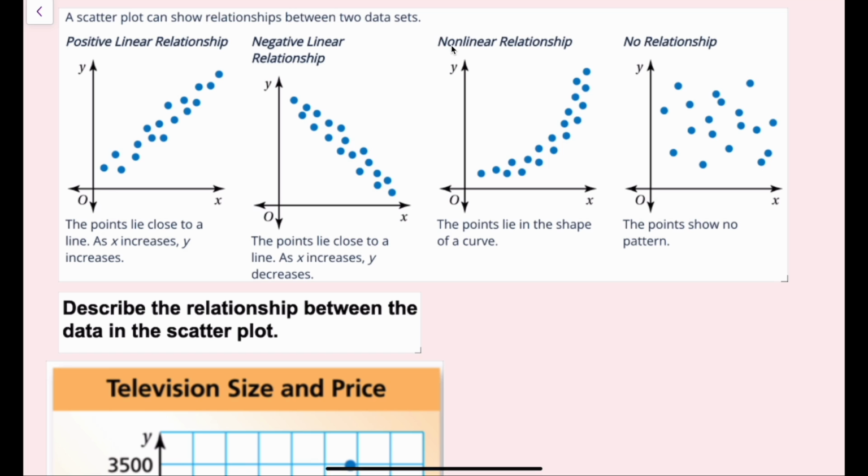Next, we have a nonlinear relationship. So these points right here wouldn't really fit great on a line. They'd fit better in a curve here. So this would be nonlinear, but there is a relationship here. We can see the pattern. And then no relationship means that these are just kind of randomly scattered. We don't have any relationship that would be a good way to describe this data.